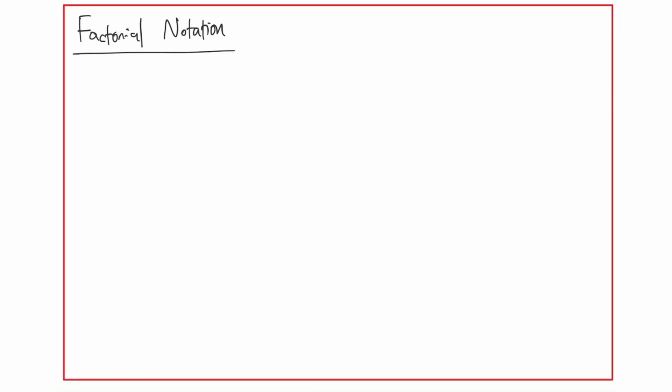In this video, you're going to learn about factorial notation. So what is factorial notation? Well, essentially, it's when you see something that looks like this. You have a number and an exclamation mark. Now, what's the formal definition of factorial notation?